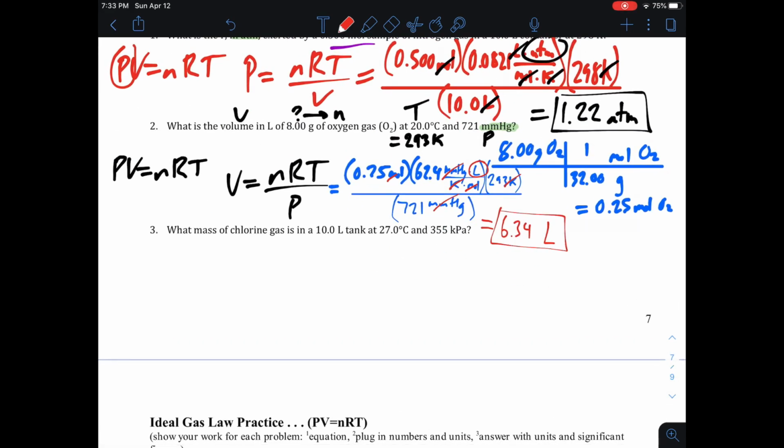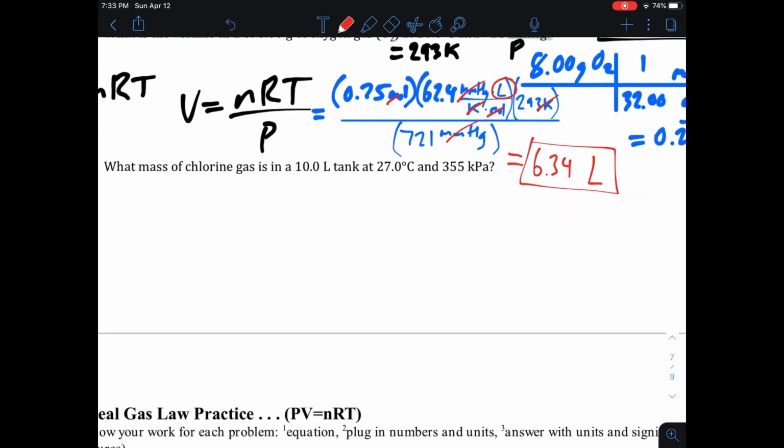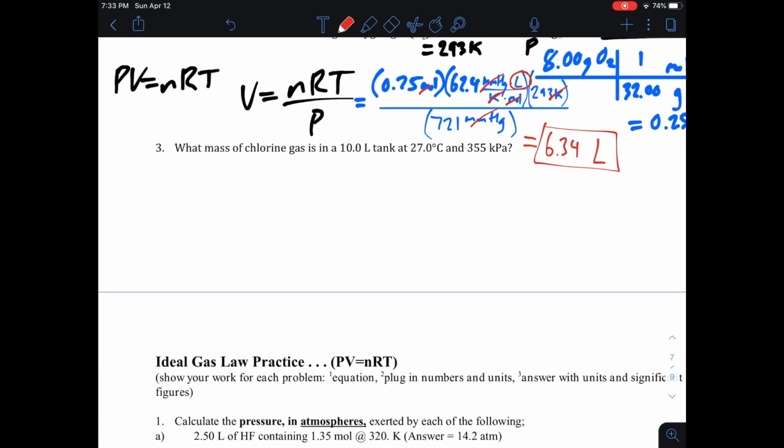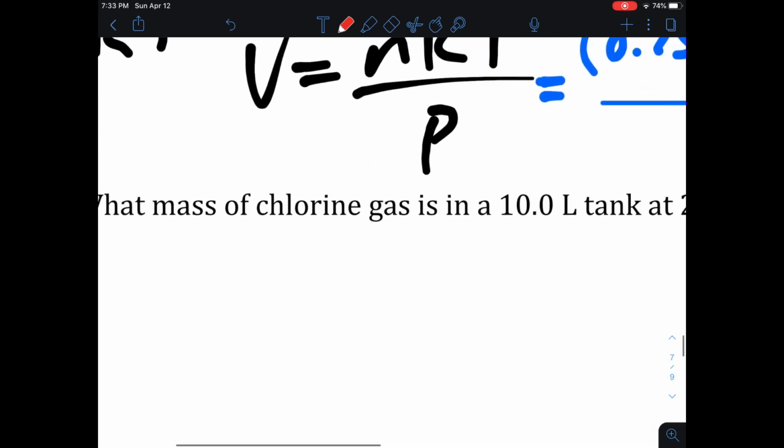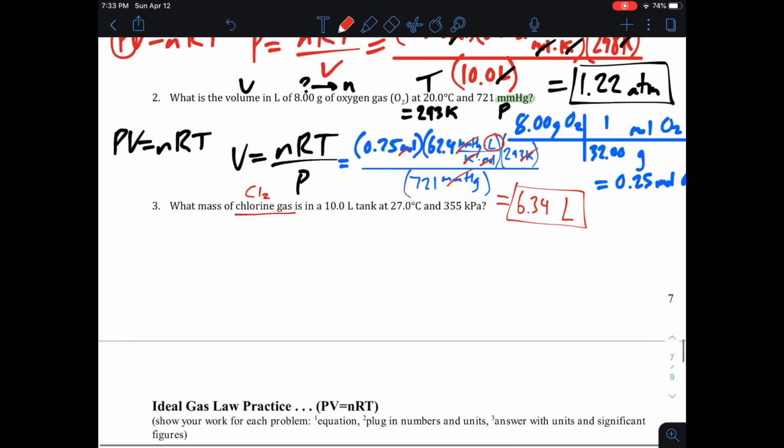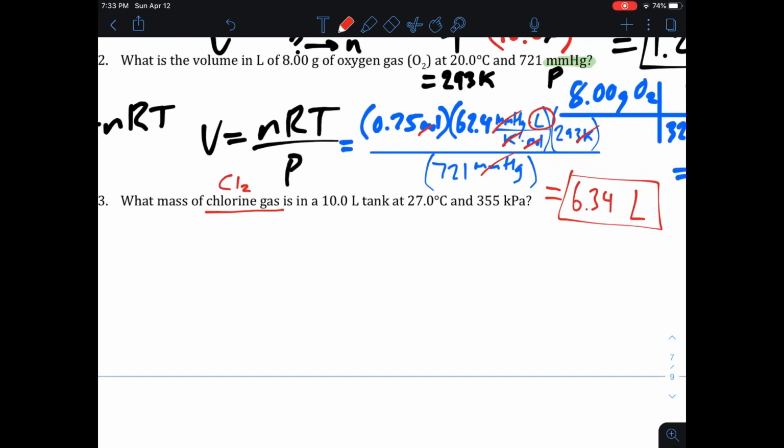Great. All right, last practice one that we're going to do together. And I encourage you to pause it and try it yourself and then check in. What mass of chlorine gas? Notice they didn't give us the formula for chlorine gas. Let's write that ourselves. Is it Cl? No, because of Brinkelhoff, the 7 elements that are actually molecules in their natural state, it's Cl2.